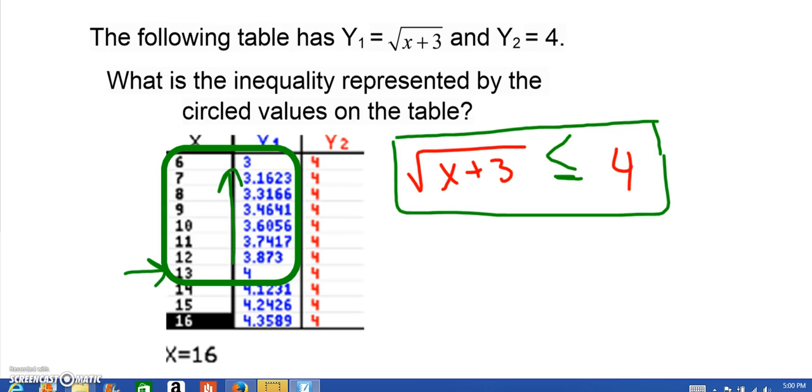Okay, you could also get a question that says, what is the solution to this table? So you would say that the solution is 13. You would circle 13 and say x equals 13. So that's another way that you could see this.